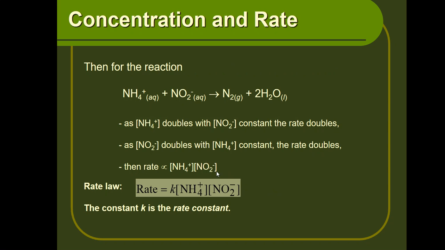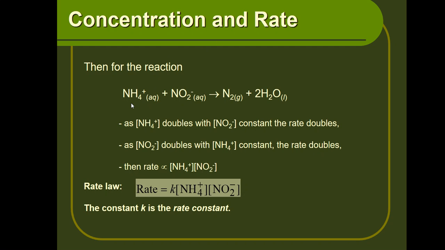So now we say that the rate is directly proportional to the concentration of the two. Why? Because as this one doubles, the rate doubles. When the nitrite ion concentration doubles, the rate doubles. So when we write the rate law, the rate is directly proportional to the two concentrations, because the doubling of the concentration of one results in the doubling of the rate.